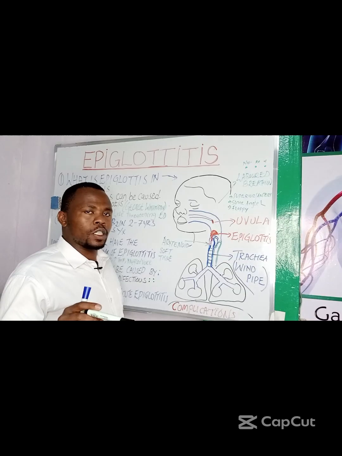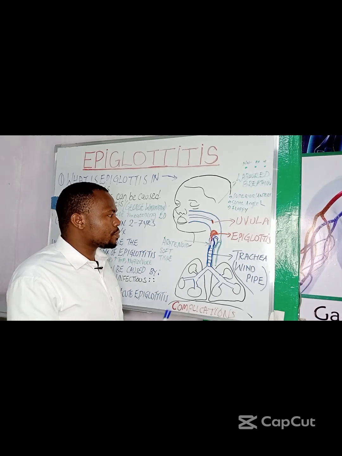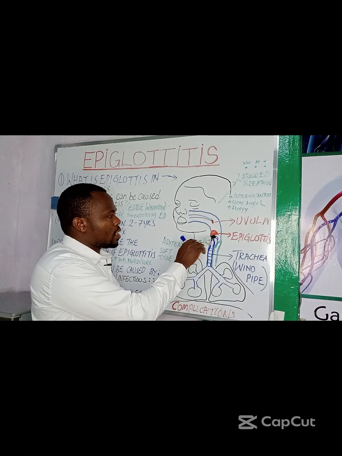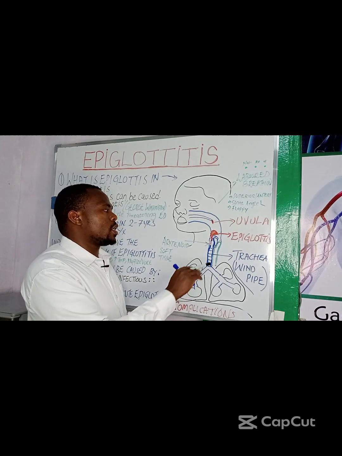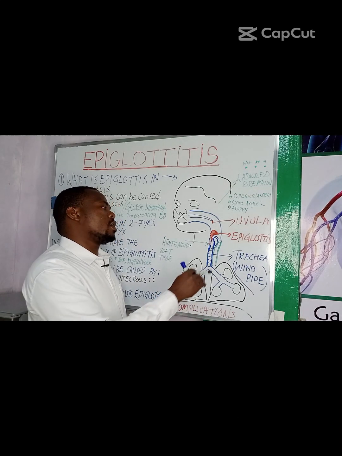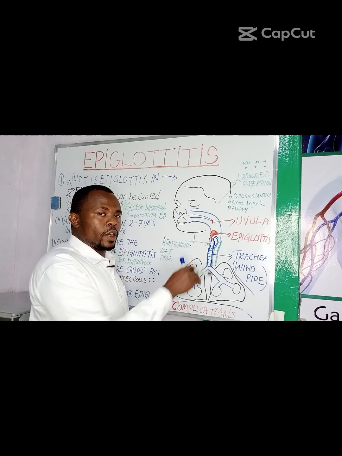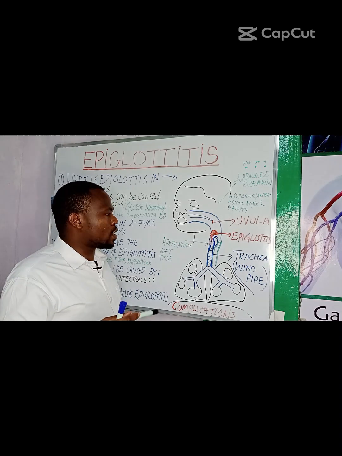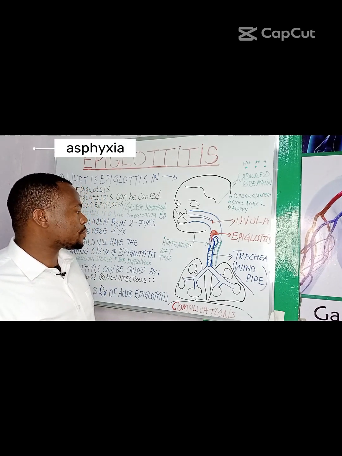So when you have an injury or a bacterial infection, it will injure this epiglottis. Your epiglottis will swell. When it swells, it will increase in size. When it increases in size, it will obstruct or block the airway. This means that you will not be able to breathe. If you are unable to breathe, this can result in death through asphyxia.